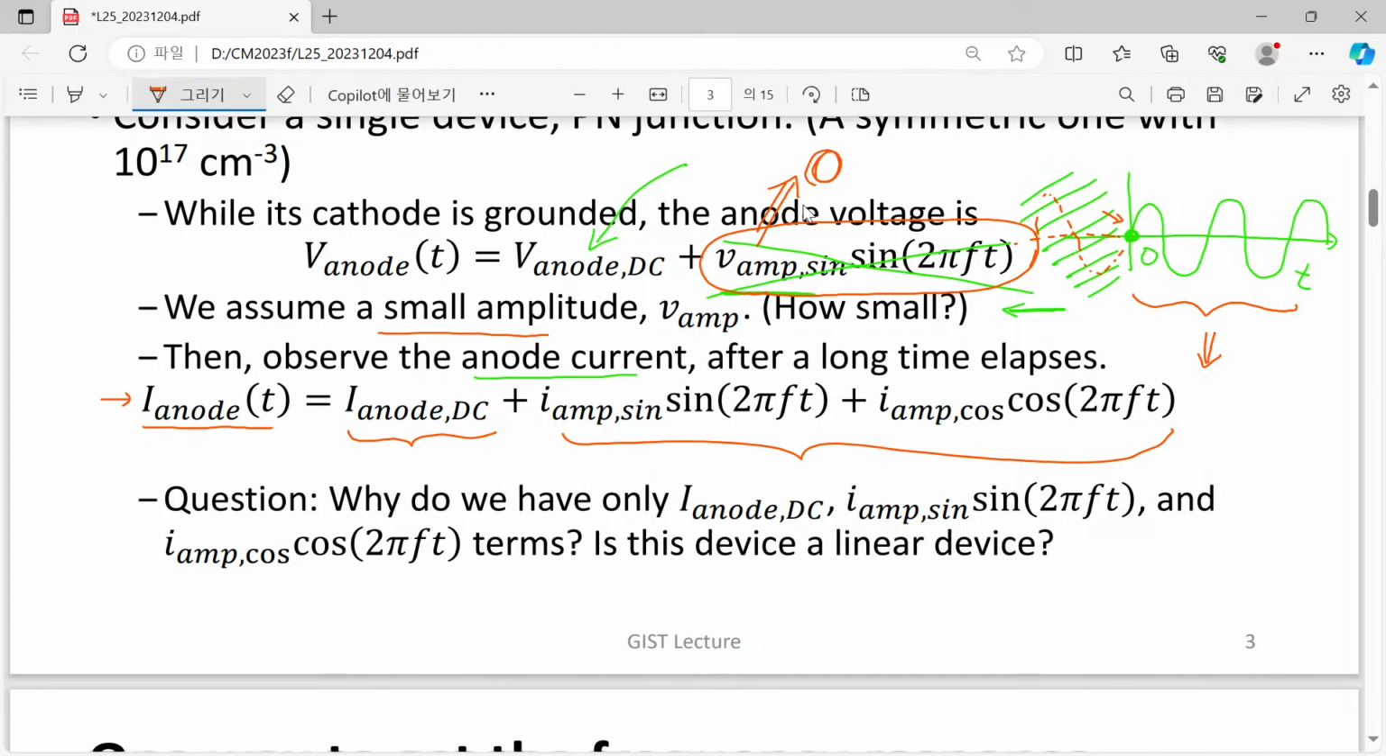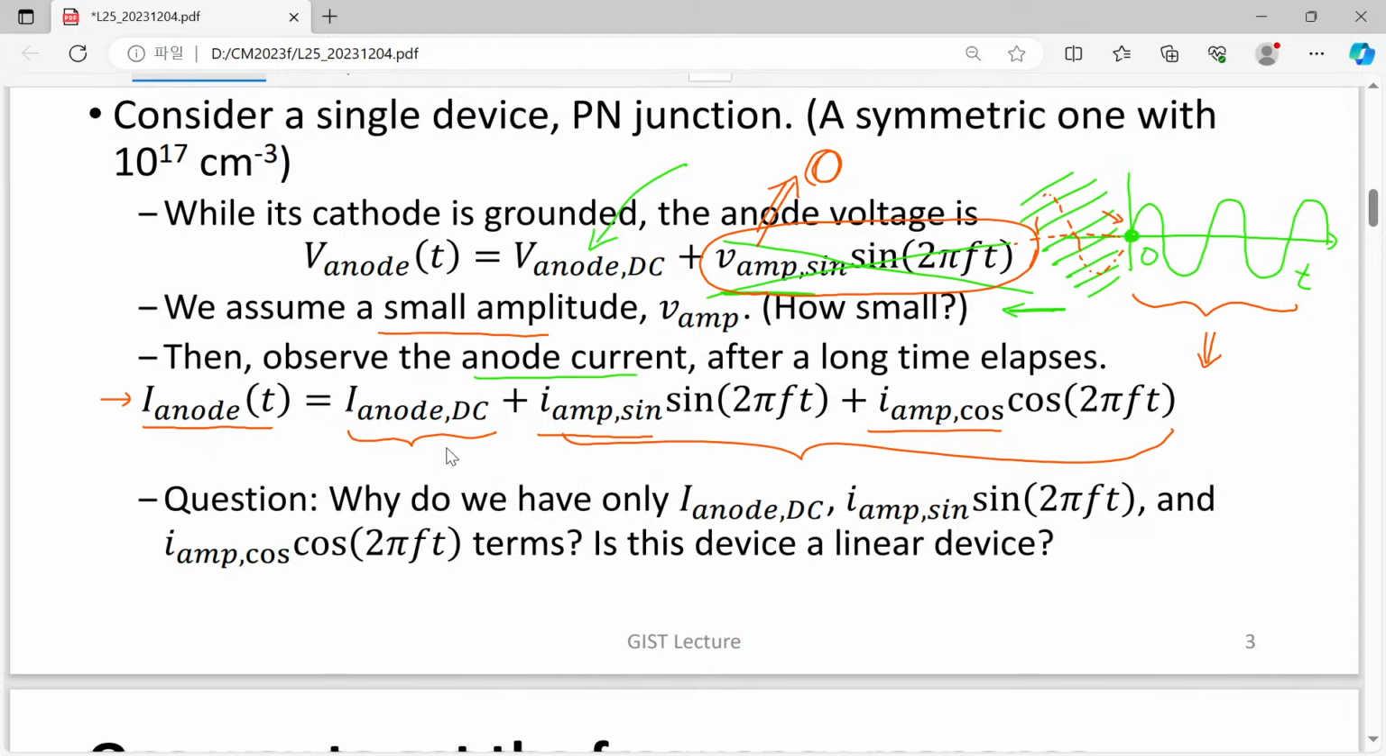Then what will happen? Of course, the amplitudes of the sine component and cosine component will diminish, and the only remaining term will be the DC term. So the DC term can be found even without the time-dependent term.